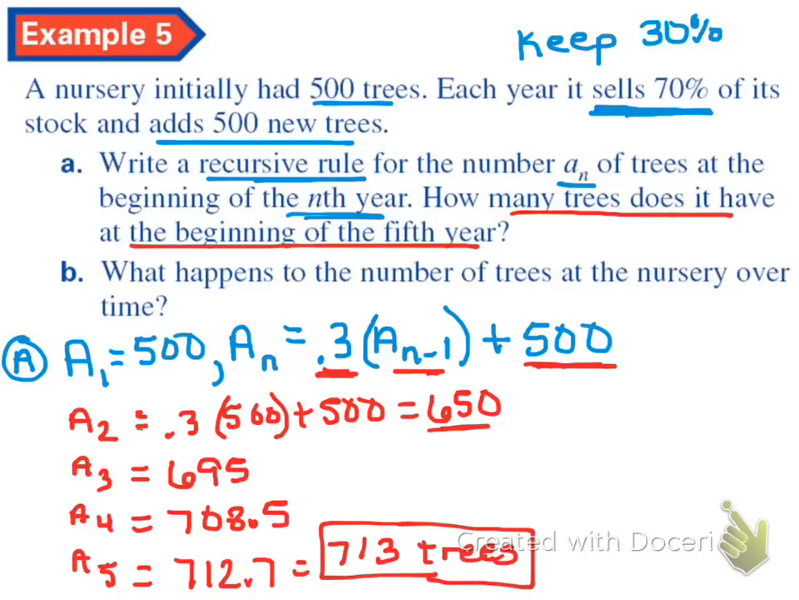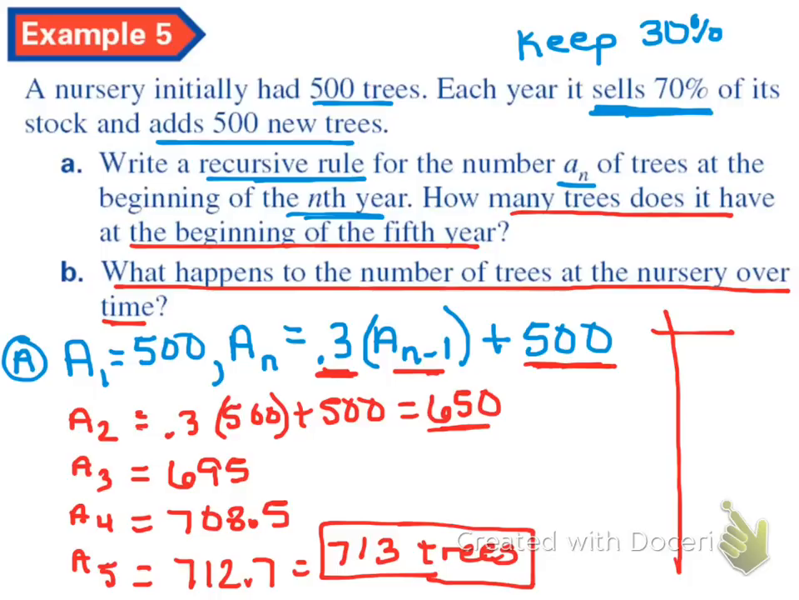Alright, let's look at Part B. In Part B it says, what happens to the number of trees at the nursery over time? If you continue this pattern, we already know what 1 through 5 are, but you continue 6, 7, 8, 9, 10, and so on, multiplying the previous answer by 0.3 and adding 500, you find that at the 6th year you have 714 trees.